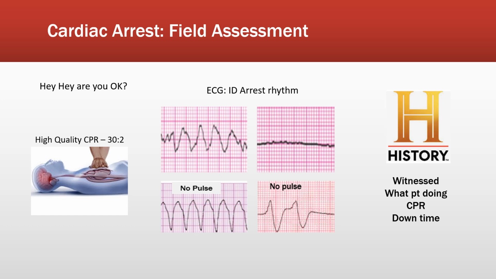Field assessment of that cardiac arrest. Hey, are you okay? You look, listen, and feel for that carotid pulse, any rise and fall of the chest, and any expiration on your cheek. And they don't have it. So you're going to start that high quality CPR, 30 compressions to 2 ventilations. Going to get that monitor on there and identify that arrest rhythm. Shockable VFib or pulseless VTAC, non-shockable asystole or PEA. You're going to attempt to get a history and see if there were any witnesses, if any witnesses did CPR, and how long the patient has been down.